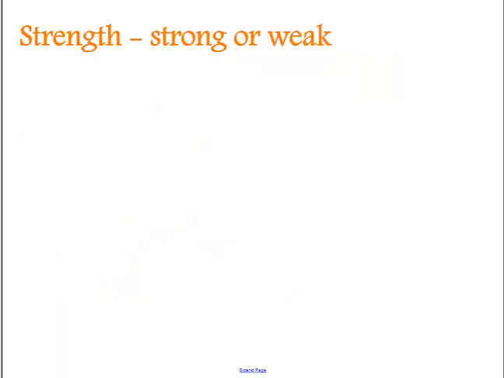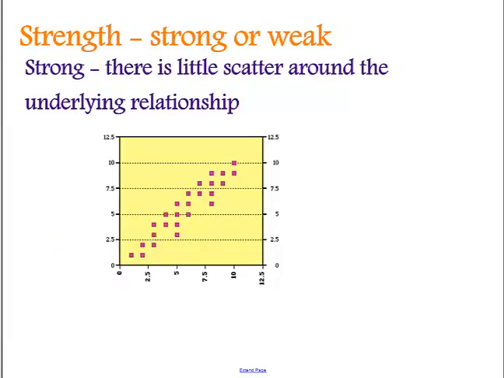Okay, let's look at strength. They could be strong or weak. Our first graph is going to show strong. There's little scatter around the underlying relationship. The points are tightly packed together, so they are tightly packed around that arrow.